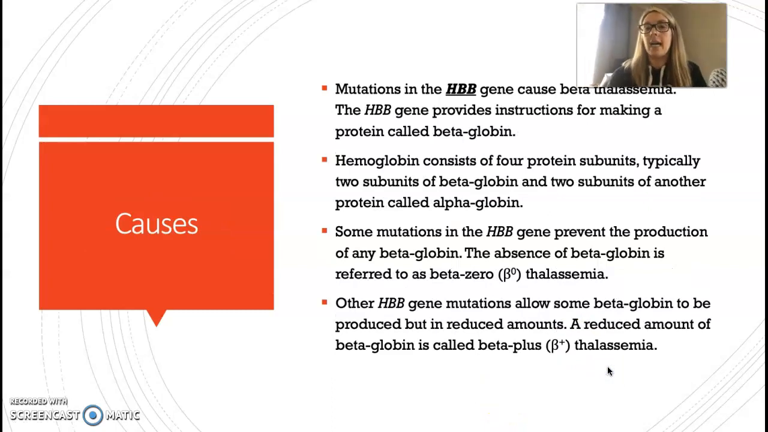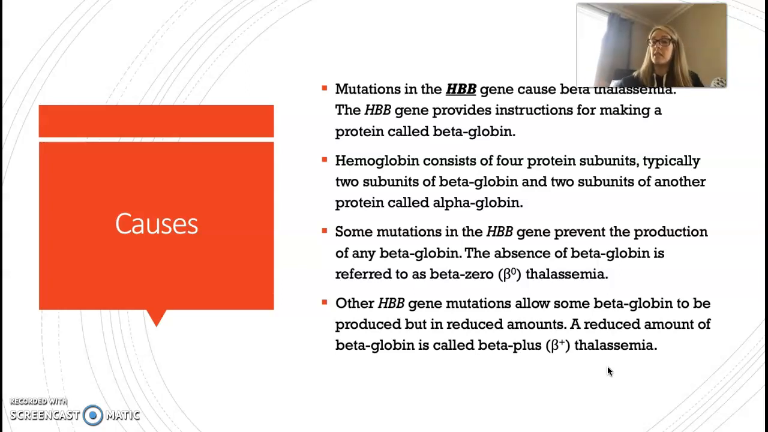So exactly what causes beta thalassemia? It is a mutation in the HBB gene that causes beta thalassemia. This gene is responsible. It provides instructions on how to make a protein called beta globin. Just to break this down a little more specifically, hemoglobin consists of 4 protein subunits. Typically, you'll get 2 subunits of beta globin and 2 subunits of another protein called alpha globin.